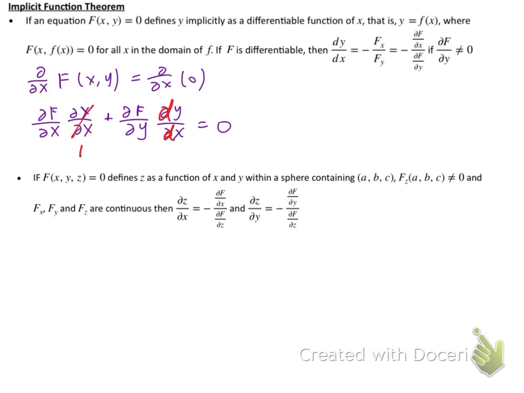So what you really get is F partial x plus F partial y times dy dx equals 0. For dy dx, you move the F partial x to the right-hand side and divide by the coefficient. So it's negative F partial x over F partial y. Notice that dy dx, okay, it's backward.